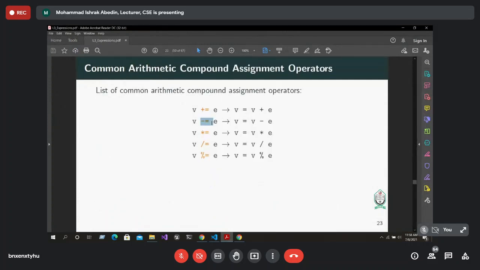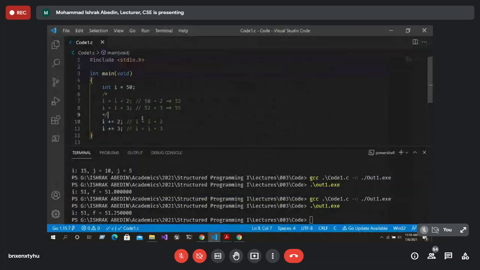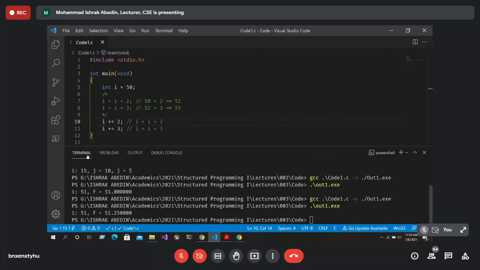Similarly, we have other compound assignment operators: minus equal to, v = v - e; multiply equal to, v = v * e; divide equal to, v = v / e; and then mod equal to, or percentage equal to, or remainder equal to, v = v % e. Remember one thing: what is the benefit of using this type of assignment? This is shorter than that one, and also this one behaves a bit differently.